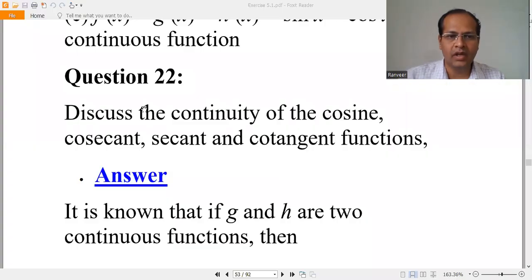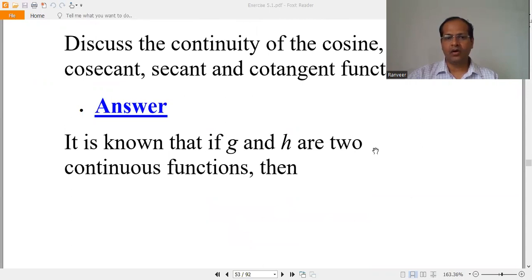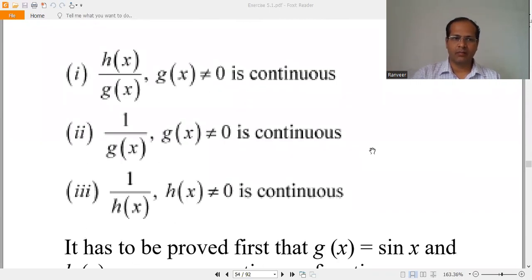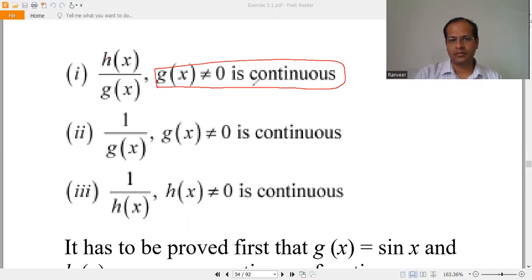Now question number 22. Discuss the continuity of the cosecant, secant, and cotangent function. Already we discussed here the most important theorem. Suppose the function h(x) = 1/g(x), so the denominator g(x) should not be equal to 0. Then 1/g(x) is a continuous function.